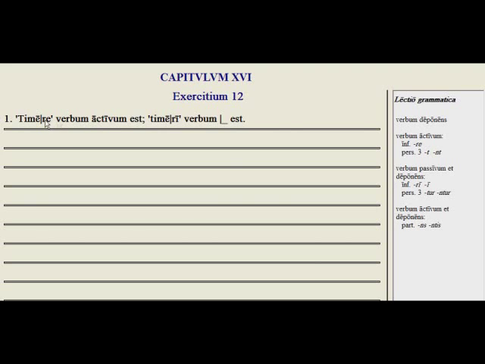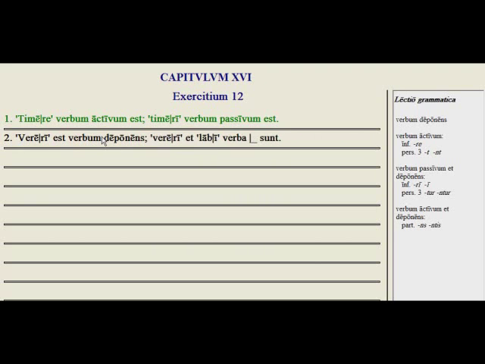Okay, so let's look over here and translate. We have timere verbum activum est. To fear is an active verb. Timeri, to be feared. Here we have not an active verb, but the opposite of that, which we know is passivum. So to fear and to be feared, active and passive. Here we have the deponent though. Vereri, to fear. Translated just like timere, looks passive. To fear is an active verb, a deponent verb.